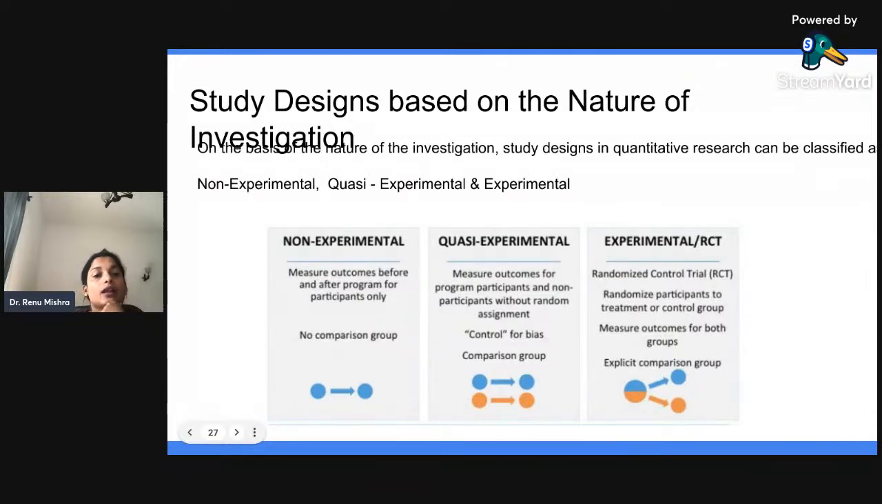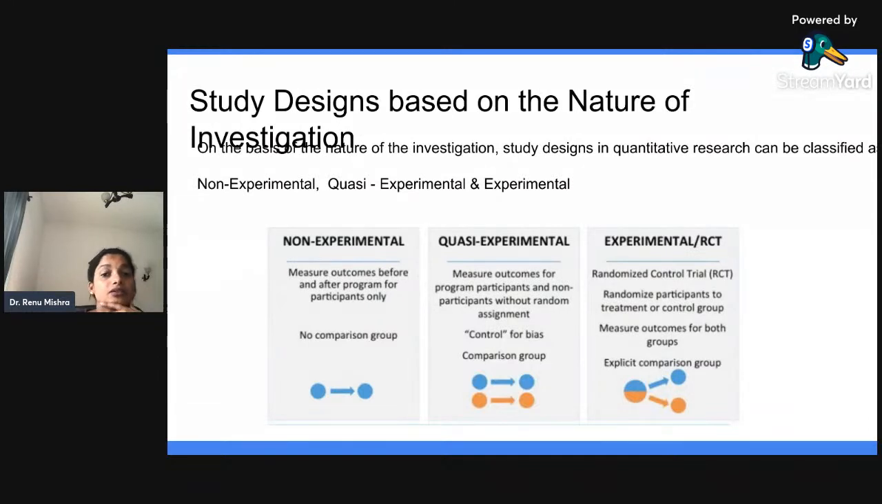Now, on the basis of the nature of the investigation, non-experimental design measures outcomes before and after the program for participants only. So there is no comparison with anybody else. Like India before COVID and India after COVID. What is the development of India before COVID and what is the development after COVID? Okay, so this is non-experimental.